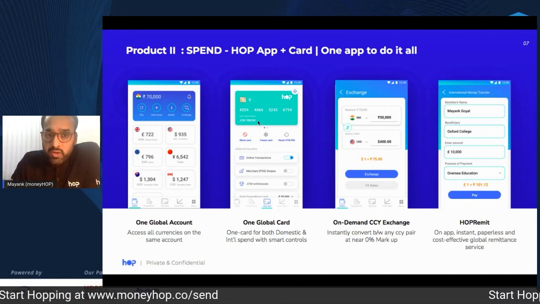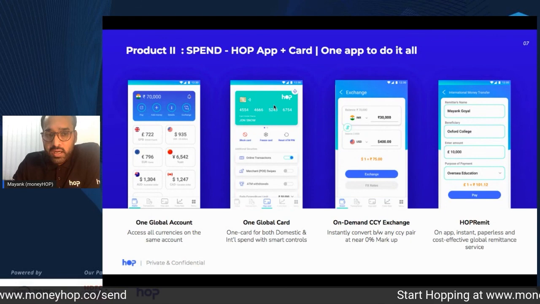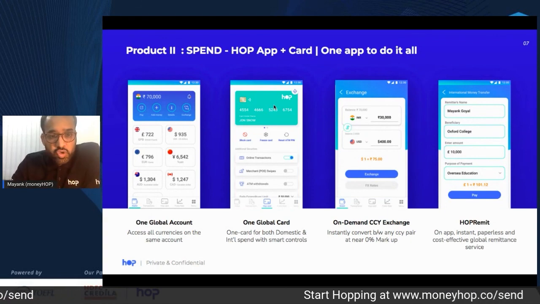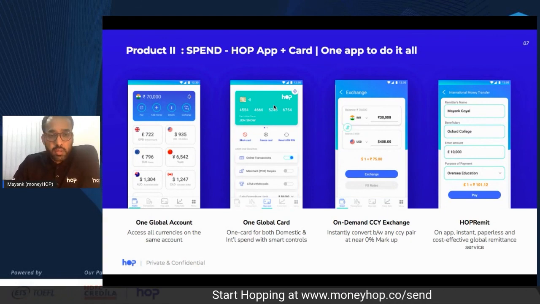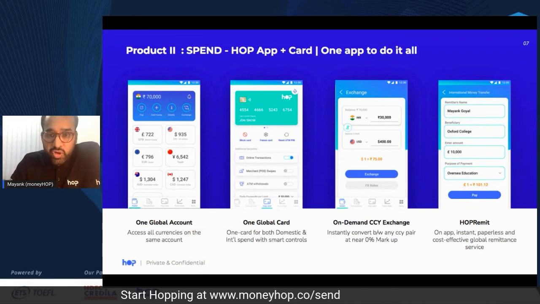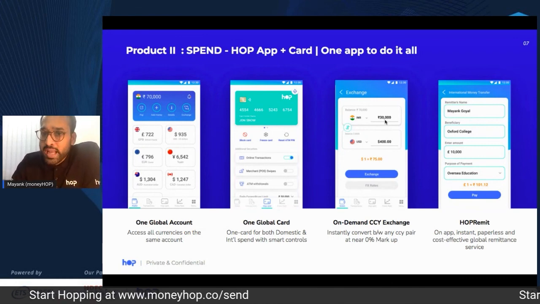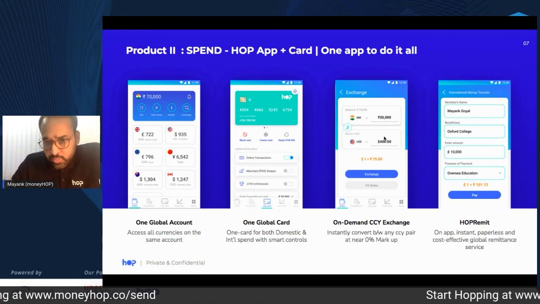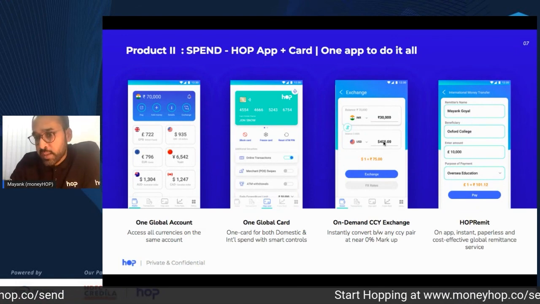Not only do you get a physical card, but you also get a virtual card, and it has all the card control features. You can lock the card if you lose it. You can block the PIN. You can set a daily limit for yourself, and you can just choose any currency pair of your choosing. Click a few buttons and the currency exchange happens, right?